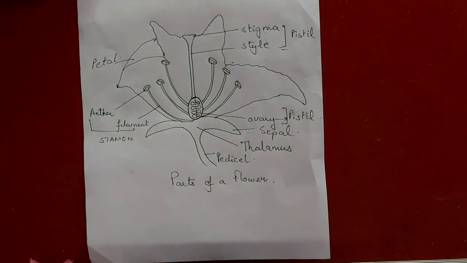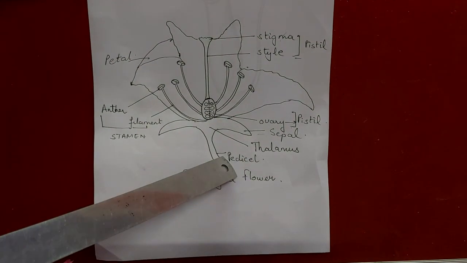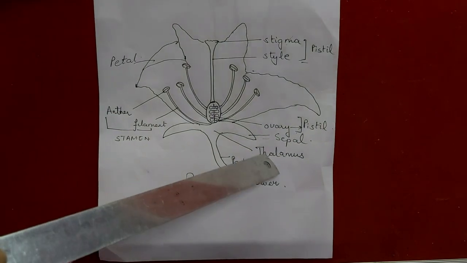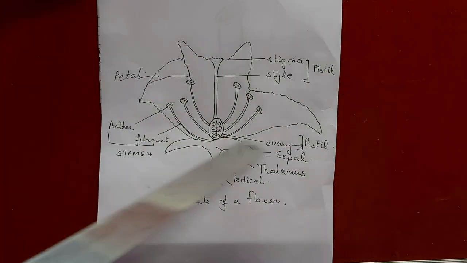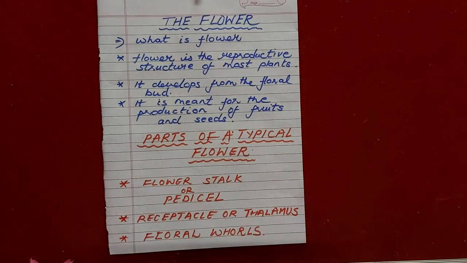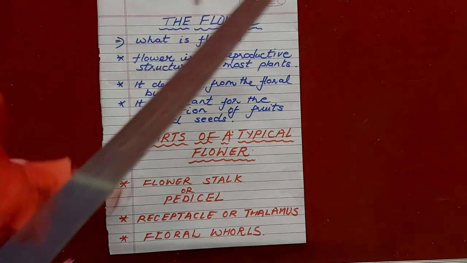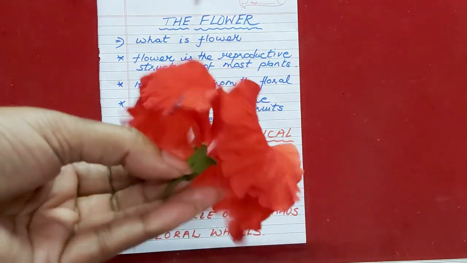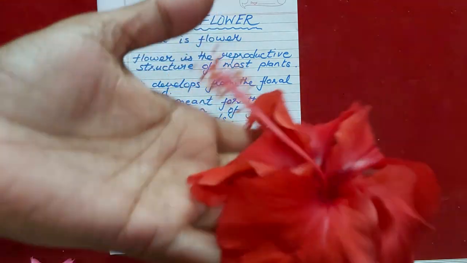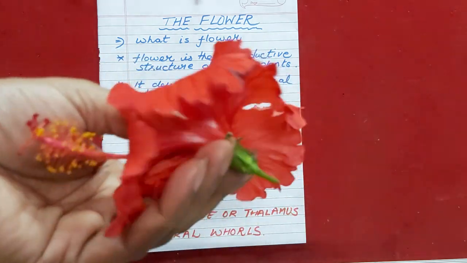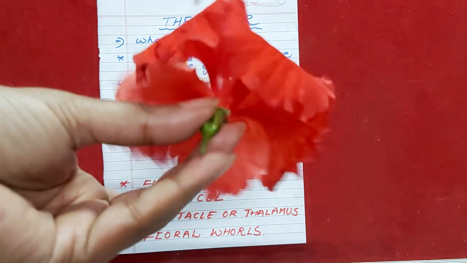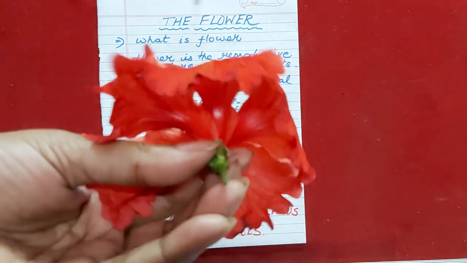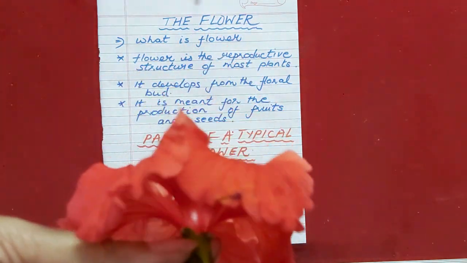See, I have made one diagram for you: pedicel or flower stalk, then receptacle or thalamus, and floral whorls. It will be better for you if you see a live flower. I have bought one flower for you, so you can also bring one flower whenever you are studying this chapter.